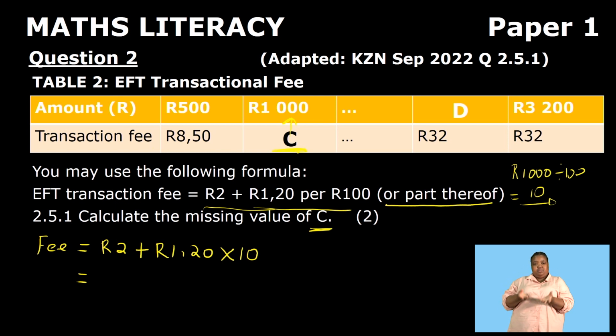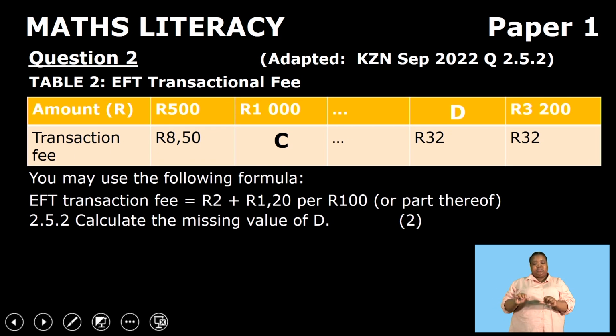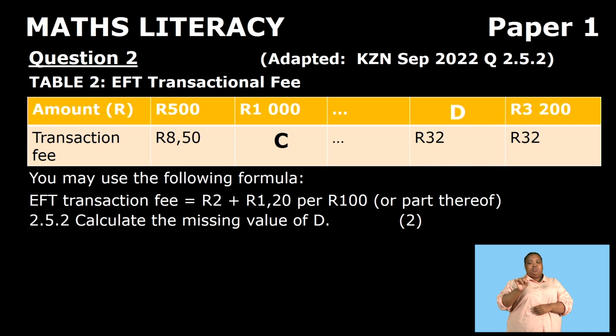So in this case, our transaction fee would be 14 Rand if we work this out, having your 2 plus 1.20 multiplied by 10. So the transaction fee will be 14 Rand. Next question, 2.5.2, calculate the missing value of D. So when you look at the missing value of D, it appears on the amount, then below there's a transaction fee of which you are charged. So we need to find how much money was deposited or taken out of the account.